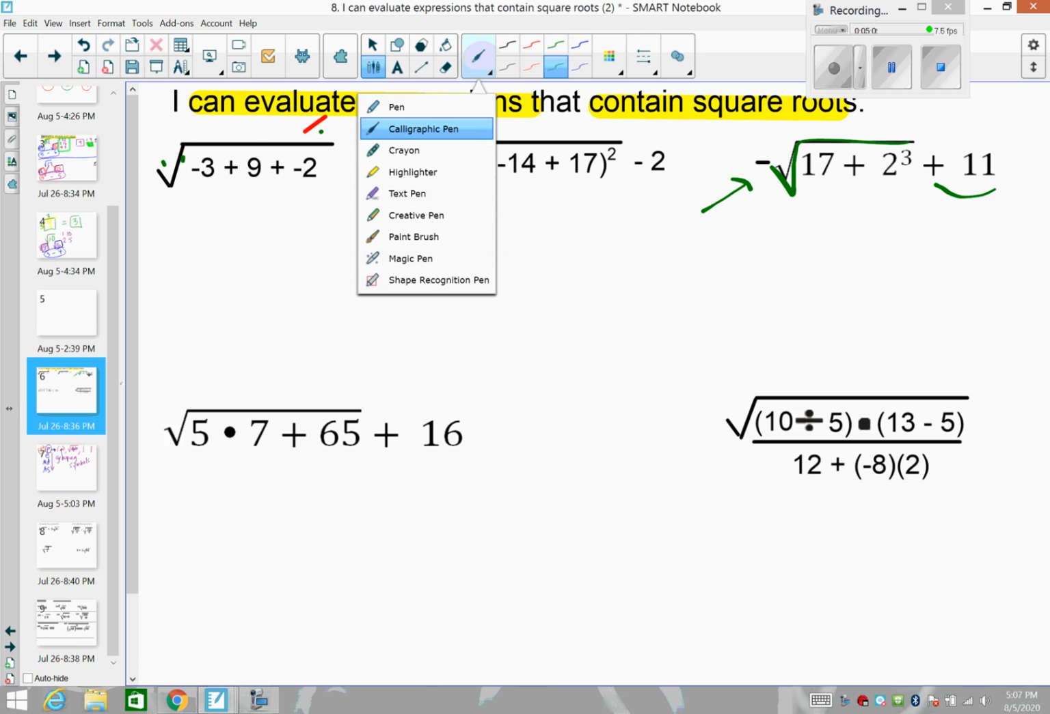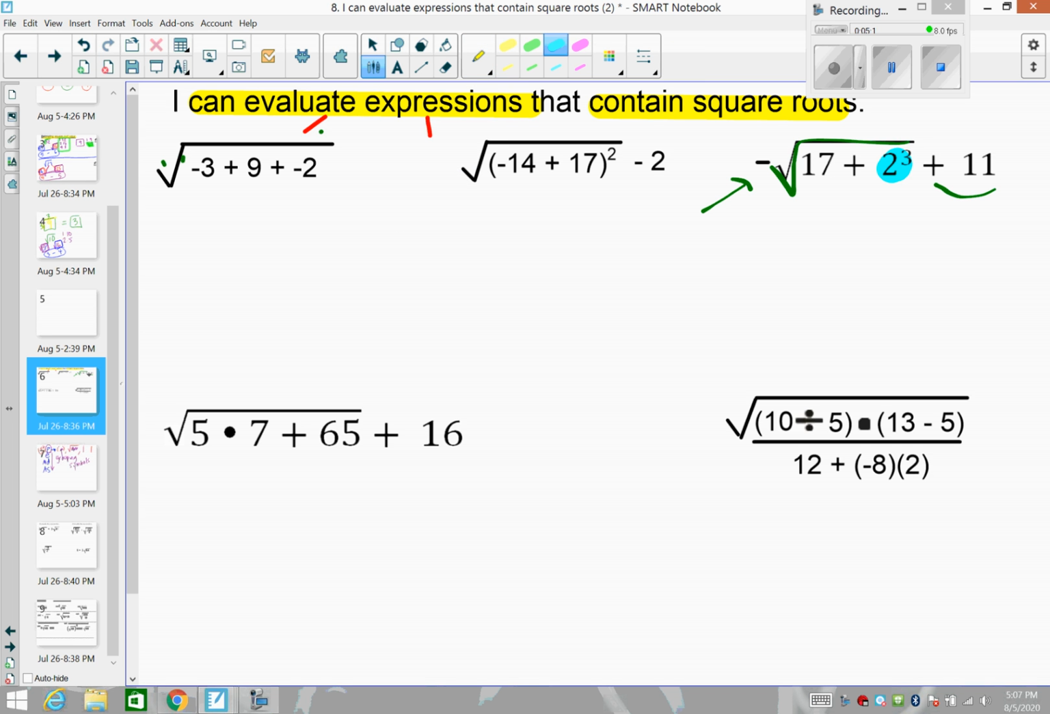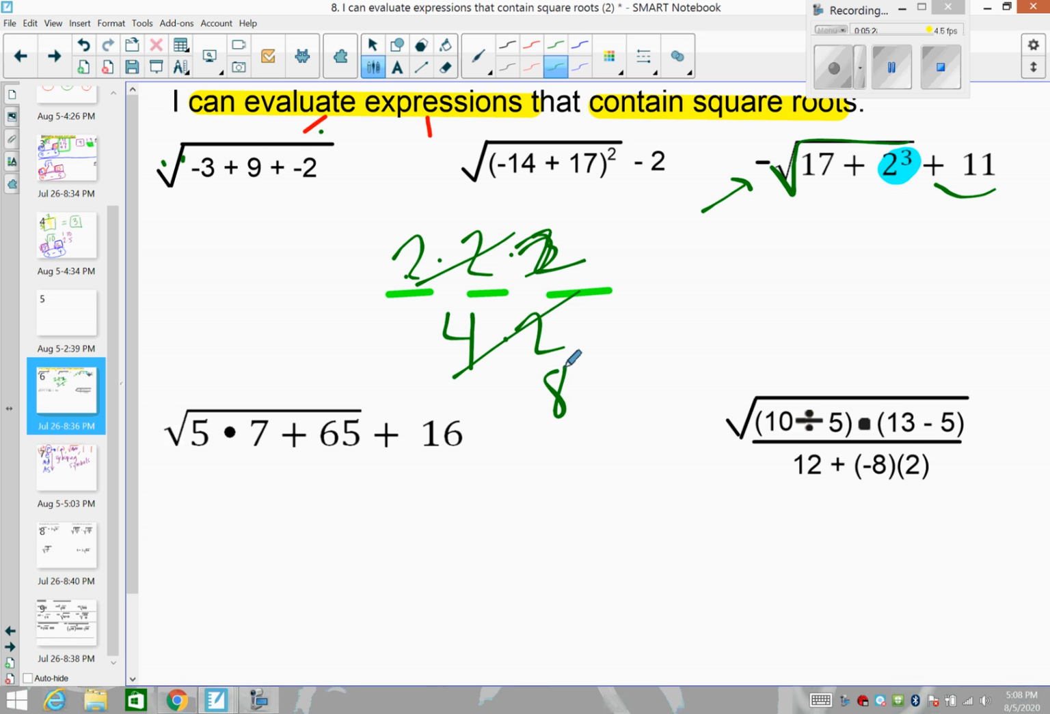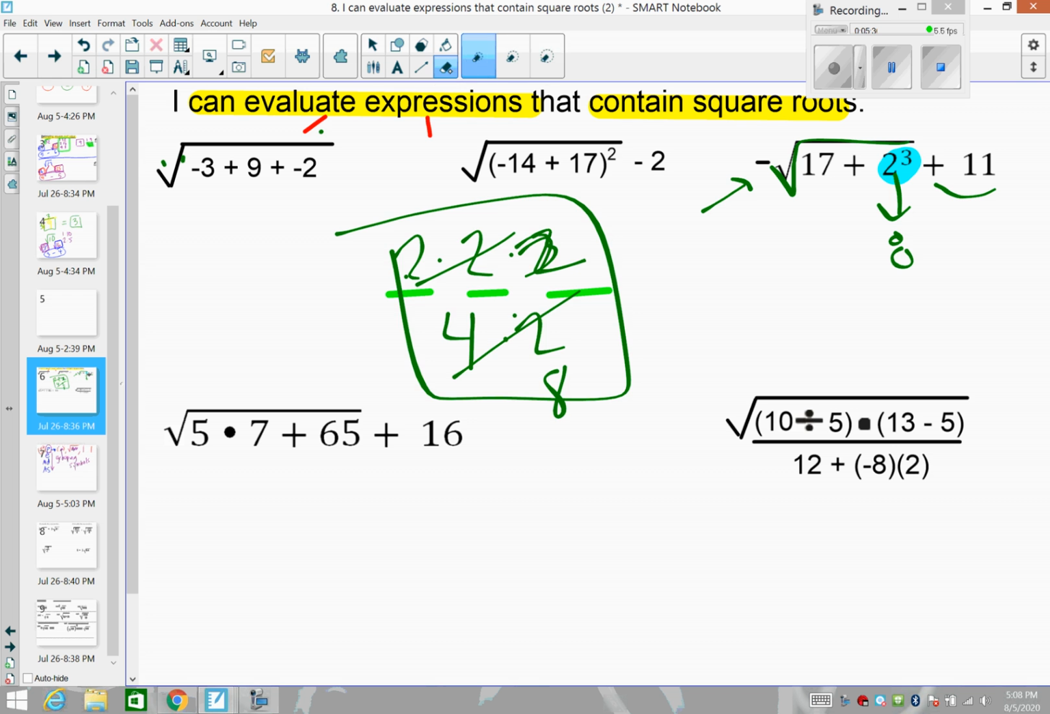So we look on the inside, we have this 2 to the third power going on there. And we know that means we have the number 2, and we're going to multiply it 3 times because the exponent tells us how many times to multiply the base. And 2 times 2 is 4, and 4 times 2 is 8. So the result of that would be 8. So I'm going to go ahead and write that 8 there. It doesn't really look like an 8, but I'm going to have you roll with that.